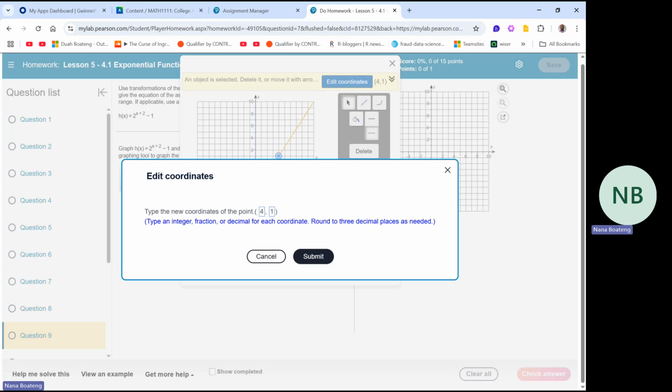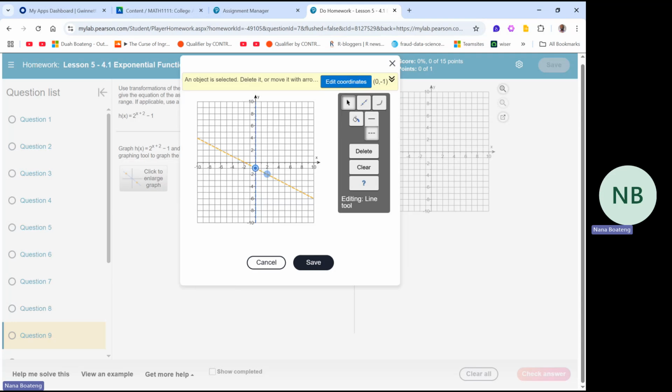Let me try to use edit coordinates. So the points I want are, let me try to delete this. So I want the points when x is 0 and y is -1, and I need to click submit. And the other point is here. You can click anywhere on that same straight line.